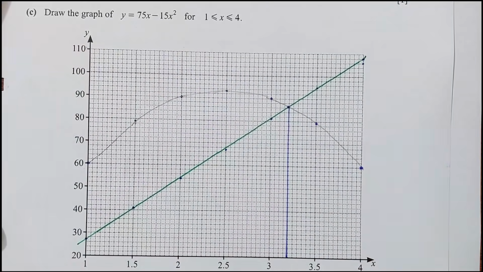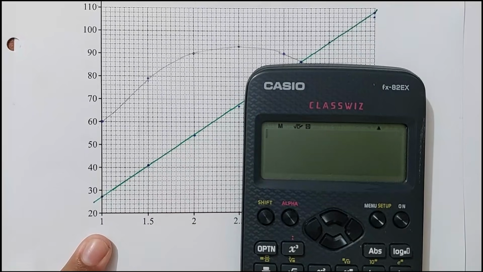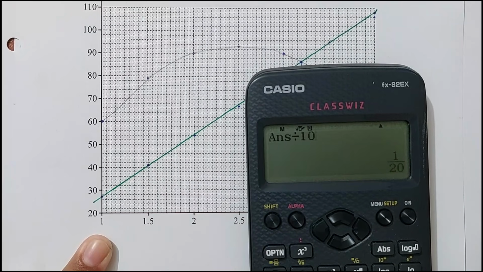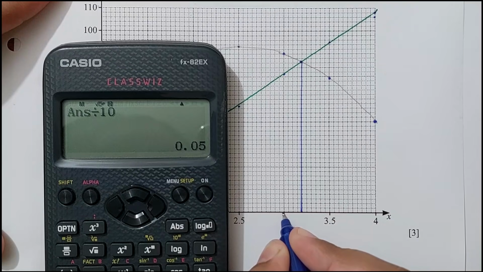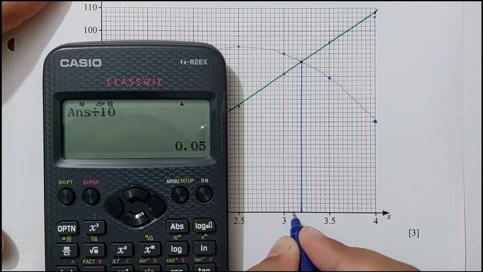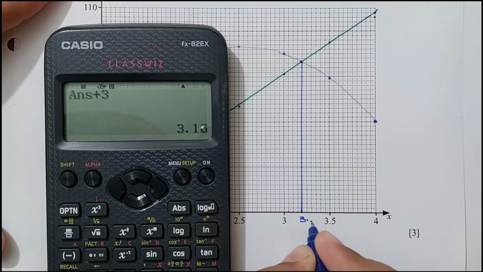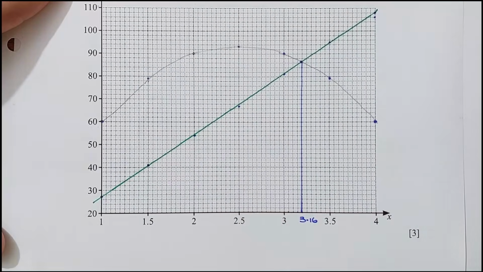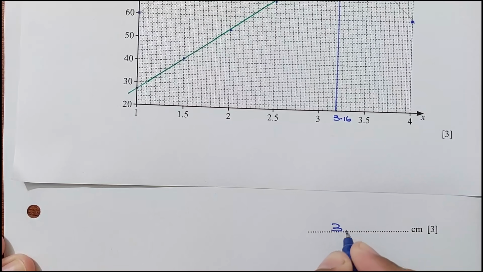Right. Now let me find the x value. Okay, so first we can do 1.5 minus 1, and there are 10 blocks dividing by 10, so each block is representing 0.05, right? So in 3 we have to add 0.05 1 time, 2 times, 3 times, and 4 times. 0.05 times 4 and add in 3. So this is 3.16, right? Centimeter, you can write down here.